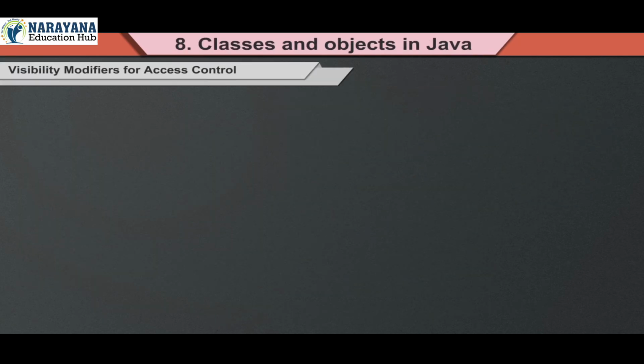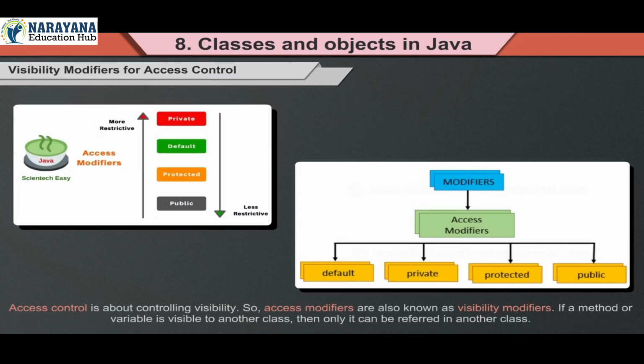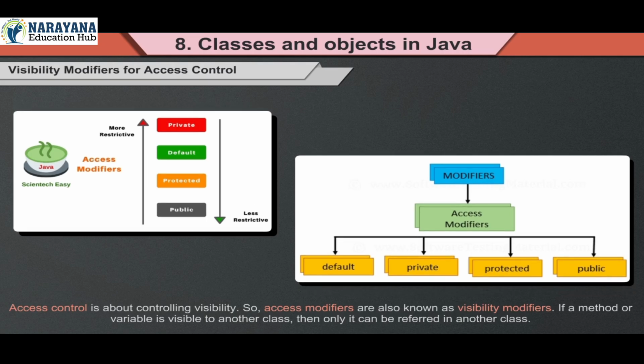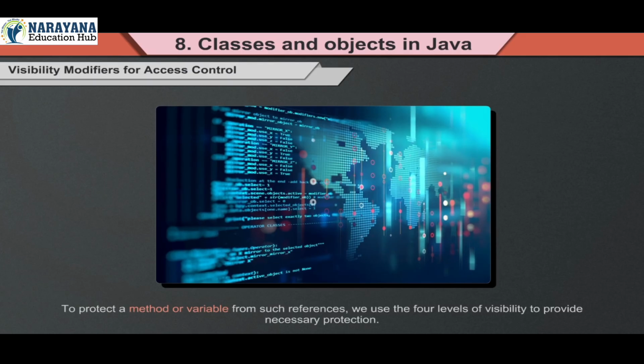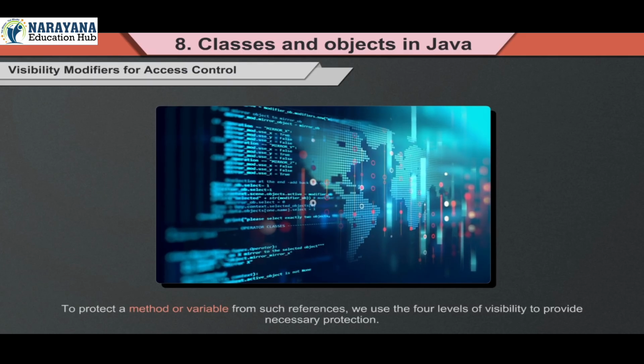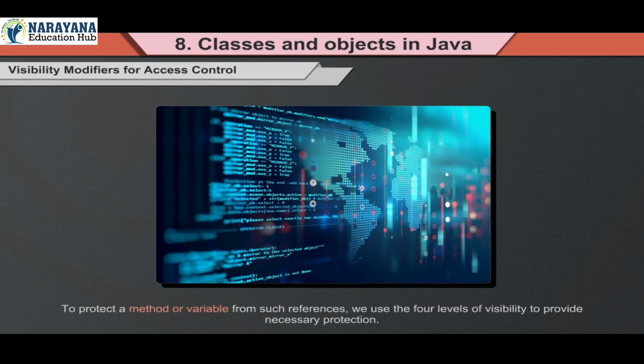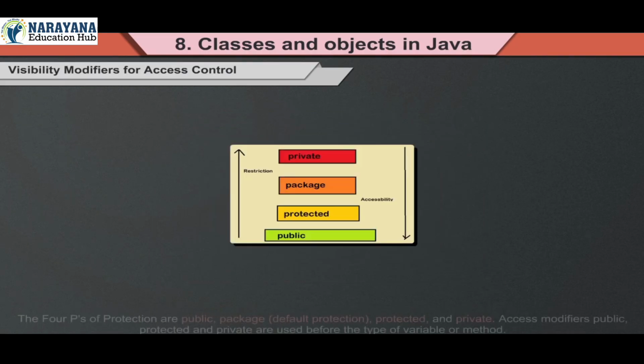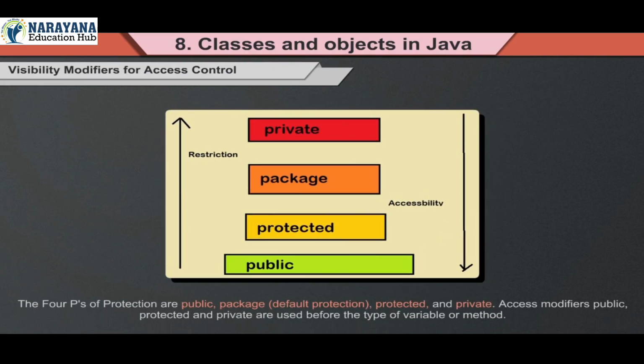Visibility modifiers for access control. Access control is about controlling visibility. So, access modifiers are also known as visibility modifiers. If a method or variable is visible to another class, then only it can be referred in another class. To protect a method or variable from such references, we use the 4 levels of visibility to provide necessary protection. The 4 P's of protection are public, package, that is, default protection, protected, and private.